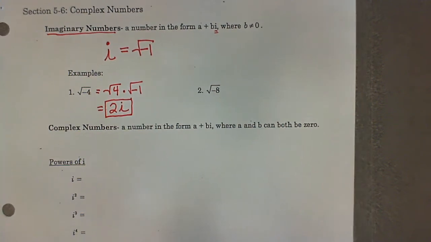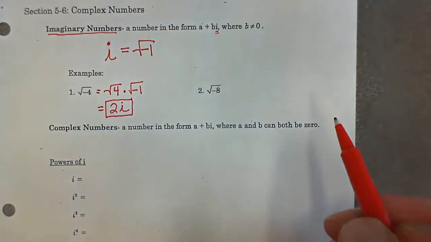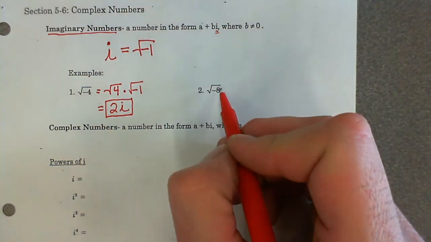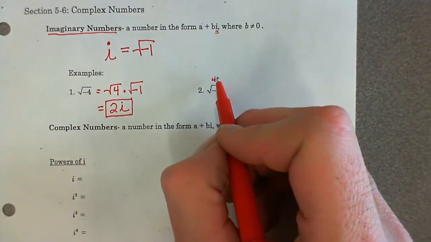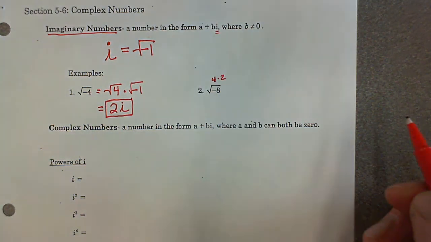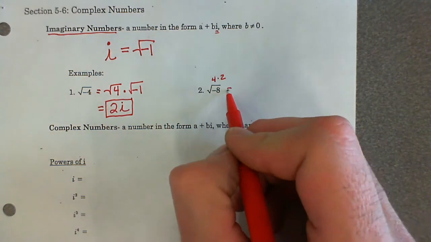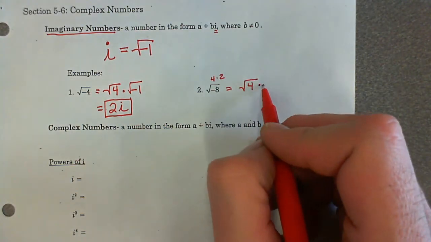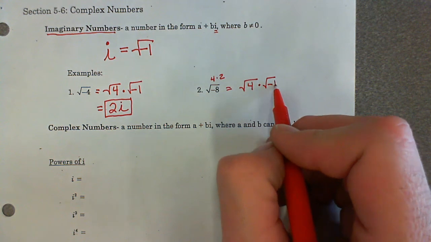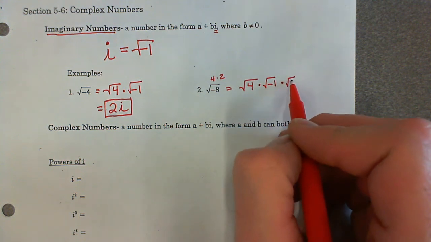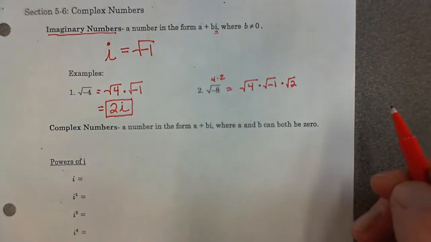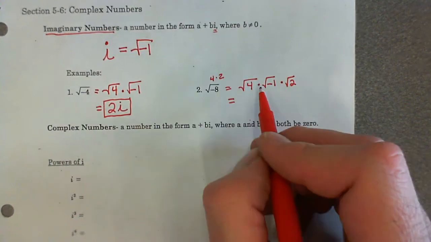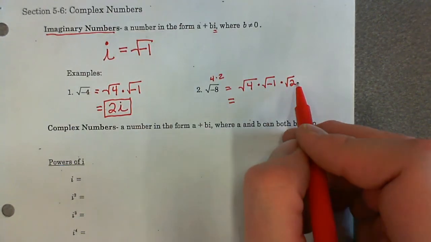Okay? So if we wanted to take the square root of -8, we could break 8 up into its perfect square factors, which is 4 times 2. So here, this is really the square root of 4 times the square root of -1 times the square root of 2. 4 times -1 is -4, times 2 is -8.